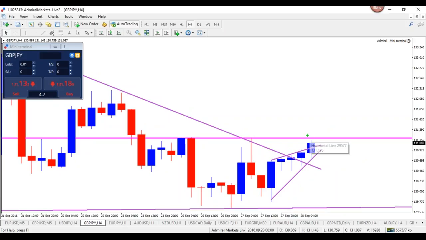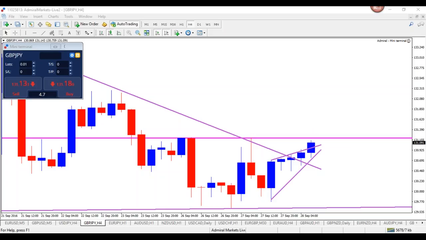4-hour candle, preferably pushing above the pink. That would be great, like this, with the close near the high. That could be a great trigger, I think. Here again, I'm not that big of a fan at the moment.